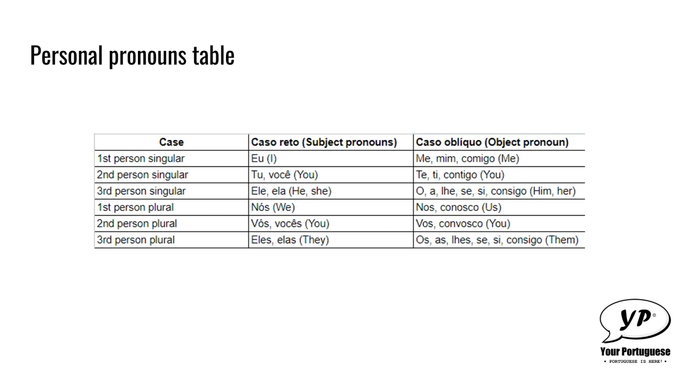The personal pronoun tu is usually used in informal occasions, and the personal pronoun você is usually used in formal occasions. Let's take a look in the object pronouns in Portuguese and how they are pronounced.